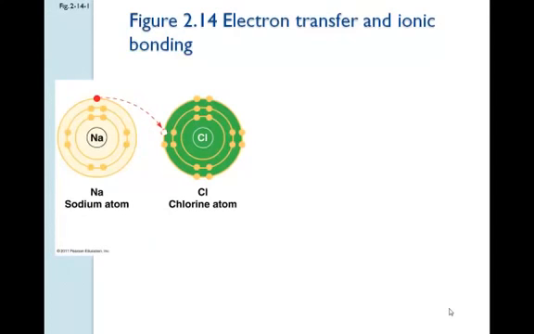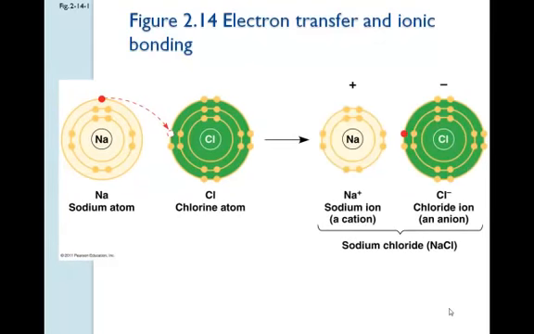In this diagram, we can see the electron configuration of the sodium atom and the chlorine atom. The sodium atom has 1 electron in its outer shell, while the chlorine atom has 7 electrons in its outer shell. The simplest way for each atom to achieve a complete outer shell is for the sodium to lose the single outer shell electron and transfer it to the chlorine atom. As seen in this diagram, the sodium atom now has an overall positive charge, while the chlorine atom has an overall negative charge. The 2 charged atoms are called ions. Ions with an overall positive charge are called cations, while ions with an overall negative charge are called anions.